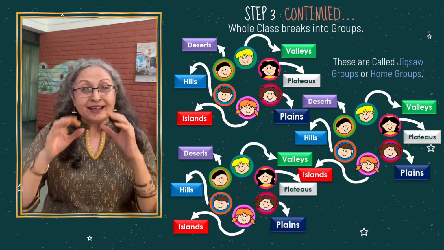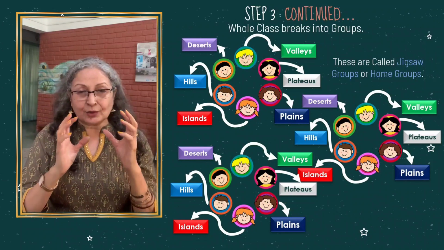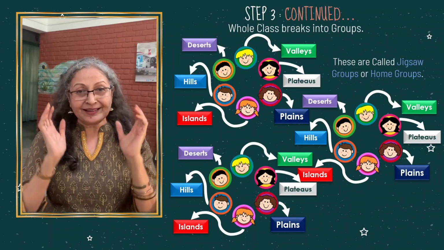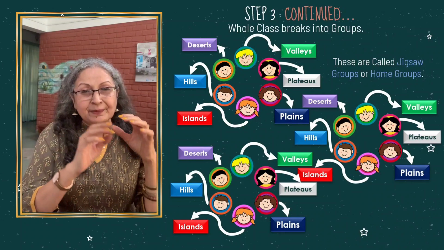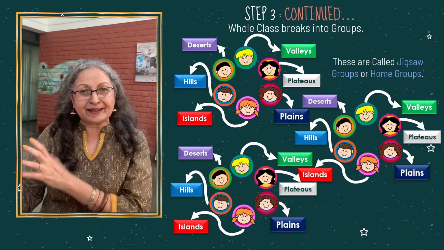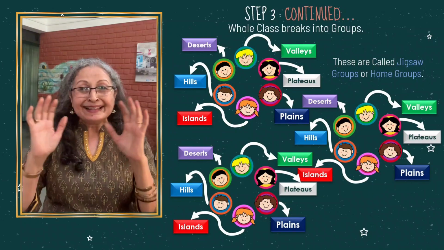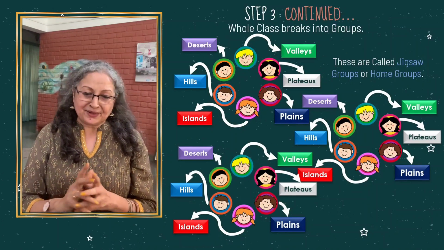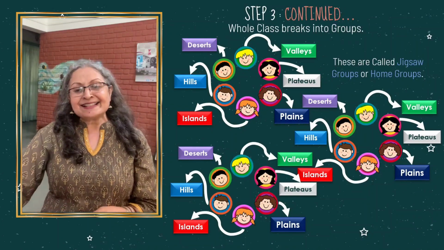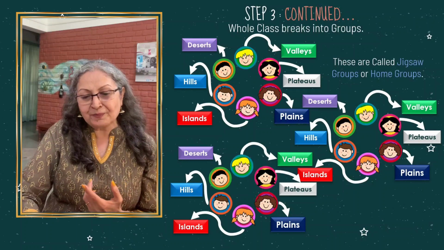इसको समझ लीजिए. You make 6 groups of 6 children, you divide your content into 6 and you give it to one table, repeat second table, Xerox copy third table, Xerox copy fourth table. That is the way you will divide your content. So what are these groups? These are called jigsaw groups or home groups.